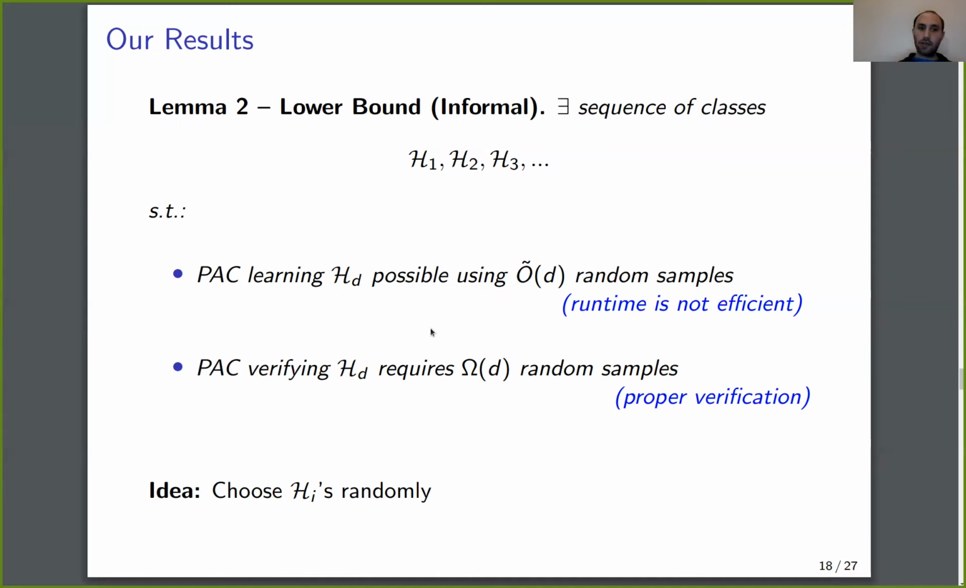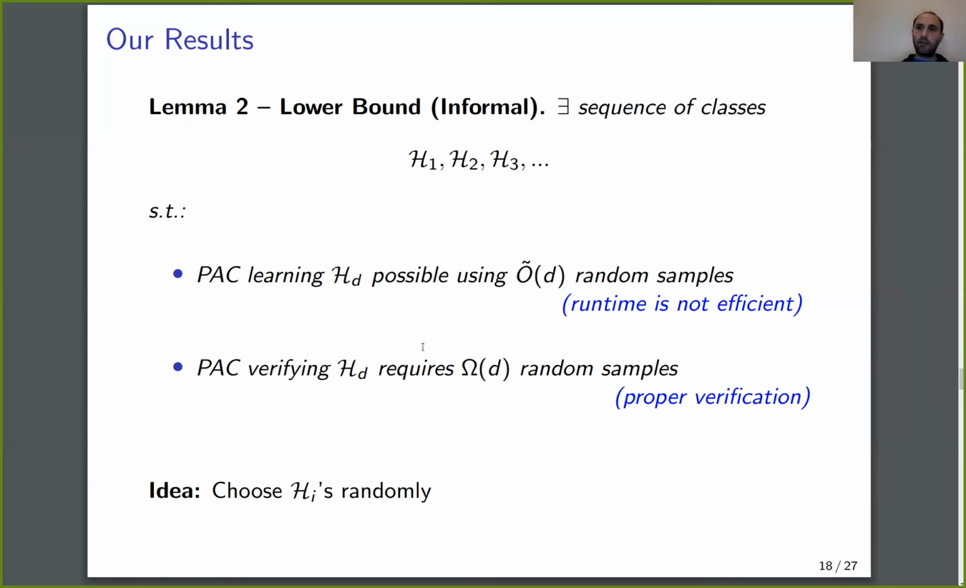And on the other hand, the lower bound in verifying only applies to proper verification. And what I mean by that is that it only applies to interactive proofs where the verifier outputs a hypothesis that belongs to the class HD. Possibly, if you allow the verifier to output a hypothesis that has a low loss but does not belong to the class HD, then this lower bound wouldn't hold. But that's the overview of our second result.